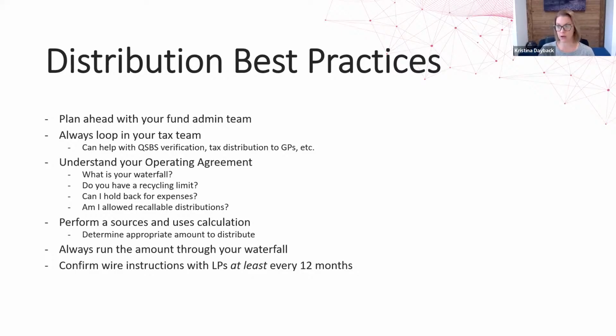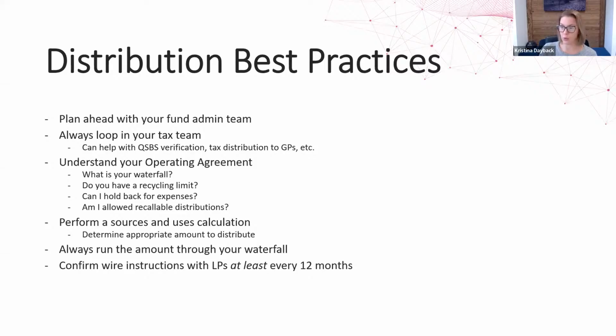The sources and uses calculation. So that's just determining, if you need to hold back any proceeds for expenses, if you have any investments coming up, do you want to net this distribution against the capital call and send $0 to your LPs, but also give them credit for it on their capital account? And you should be able to work with your fund admin to determine the appropriate amount that you want to distribute.